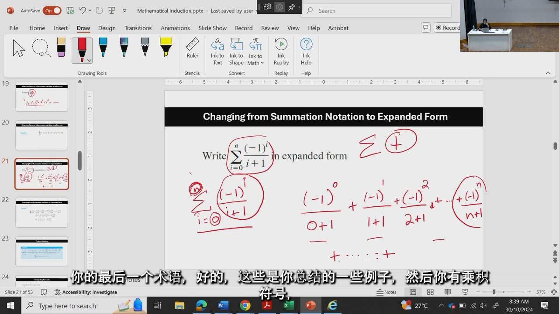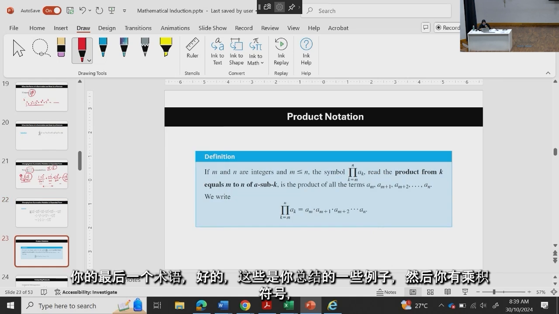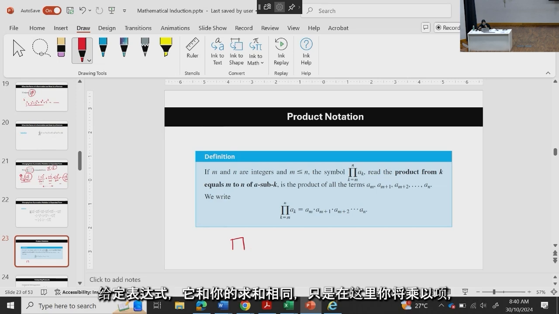Okay, these are some examples from your summation. Then you have product notation. Here you use this capital Pi to represent the product of integers or product of given expressions. It's the same as your summation, just that here you will be multiplying the terms. Okay, everything else is same.